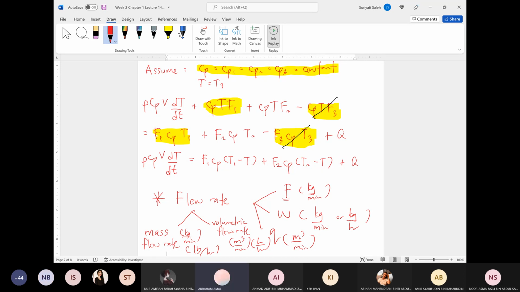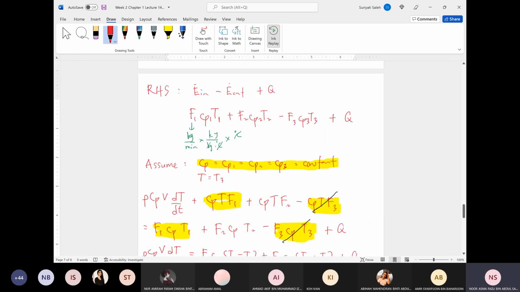Doctor, one doubt. Why did we not expand for Q? Because we can write Q as m Cp delta T, so it would be easy to cancel Cp, right? Okay, thank you for your question.